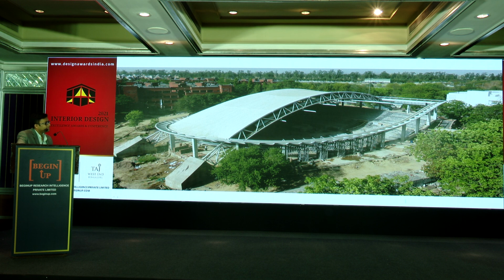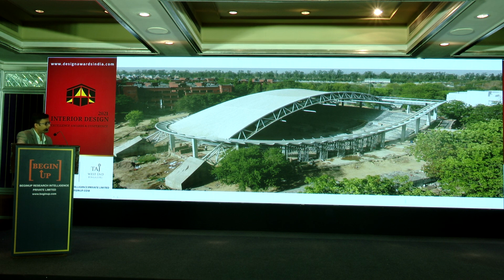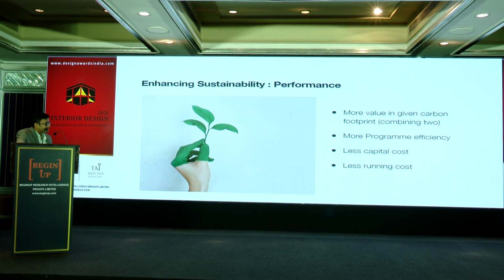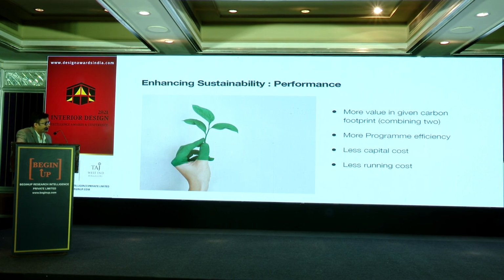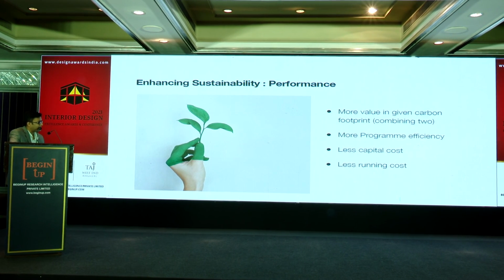So suddenly, this building became a fusion of two different buildings, and it saved a lot of carbon footprint and a lot of cost for the client. And we're not just talking about the capex cost, we're also talking about the operational cost and the maintenance cost that got saved. This is a photograph of the construction. As you can see clearly how the stage looks in front of it when you're sitting. So by adopting this model, we not only got program efficiency, but as I said, less capital cost and less running cost.